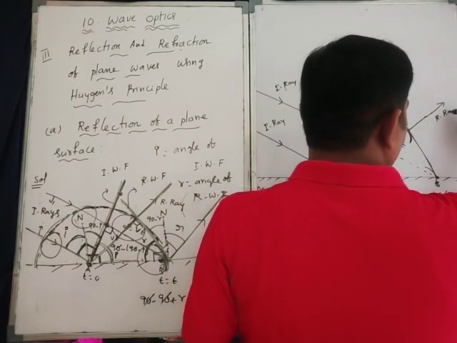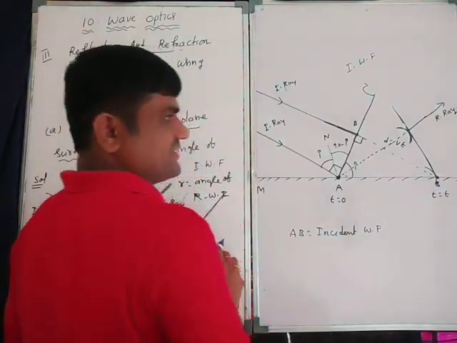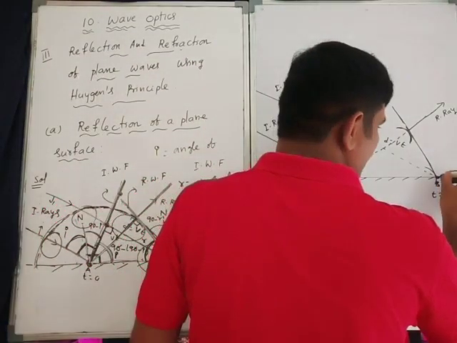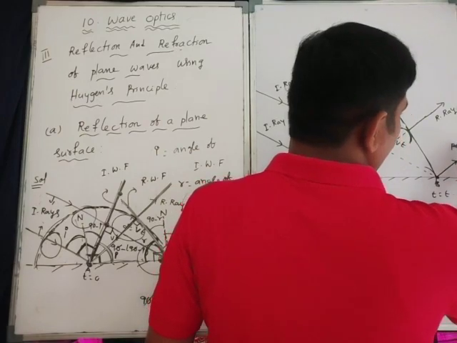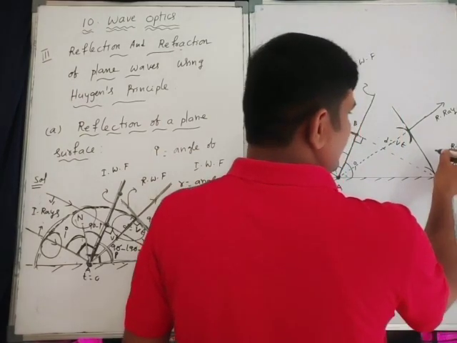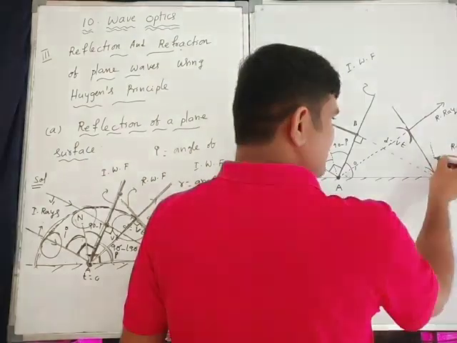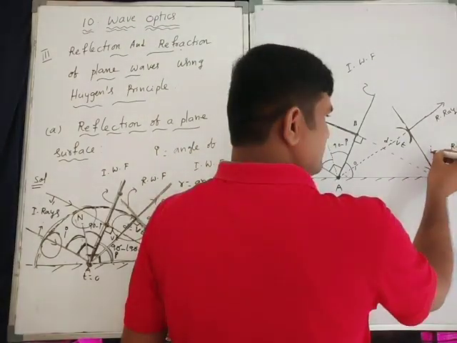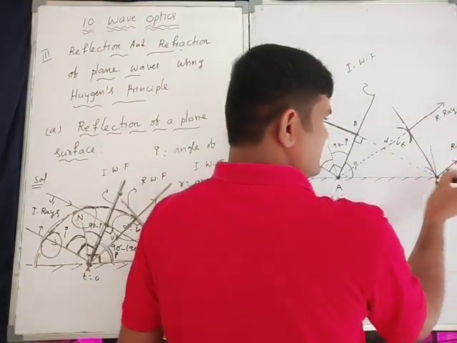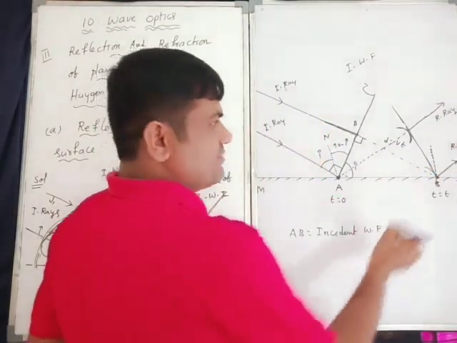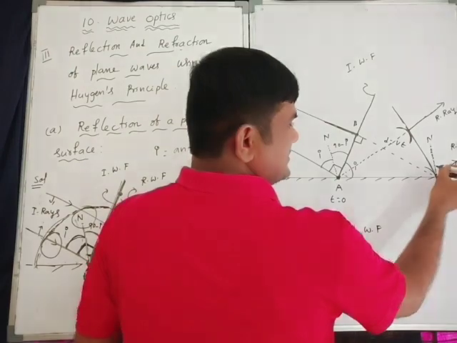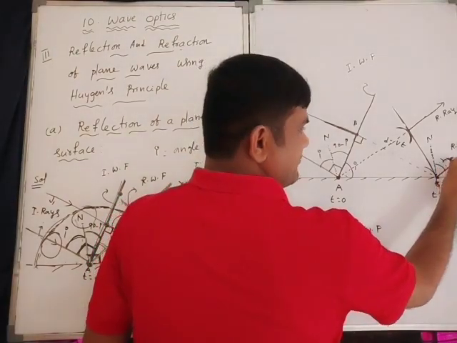Reflected ray. Reflected ray. So again here also is a parallel reflected ray. So this is the normal. This is the normal. Are you following? This is the normal. So this angle is the angle of refraction.